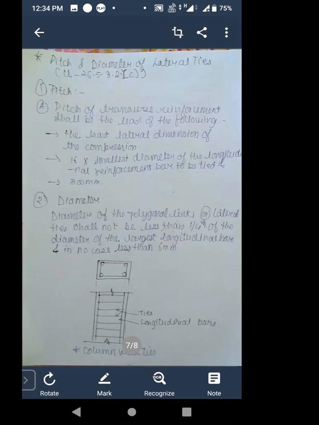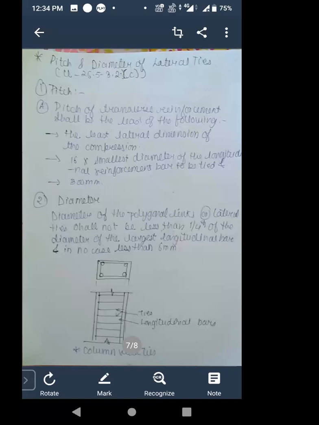Here in the diagram I have shown the tie. See, in the beam you provide your bars, and surrounding them you use the stirrup. That is in case of a beam. But in case of a column, for whatever bars you have provided, you use the lateral tie, and it is nothing but the diameter.